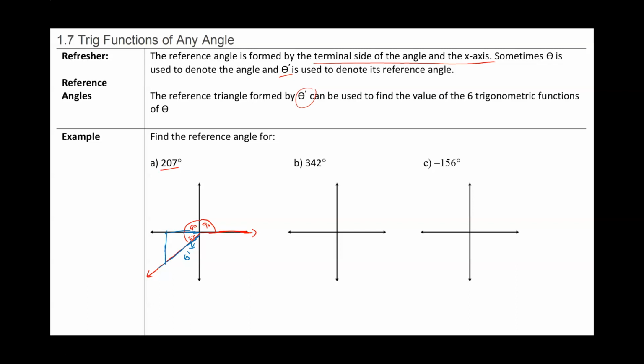Okay, let's take a look at the next example. In our next example, we have 342 degrees. So for 342, we once again start with the initial side. We're going to count by 90, so it's going to be 90 plus 90 is 180, plus 90 is 270. And then to get to 342, if we take 342 minus 270, because we've already gone 270, then this is going to give us 72 degrees. So we're going to go 72 more to get to 342.